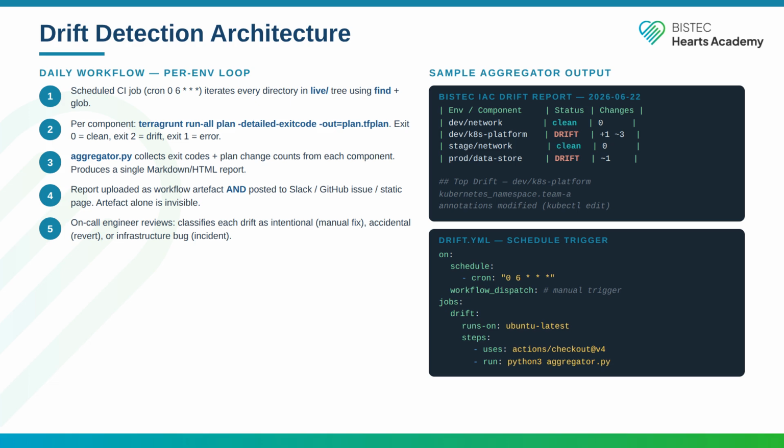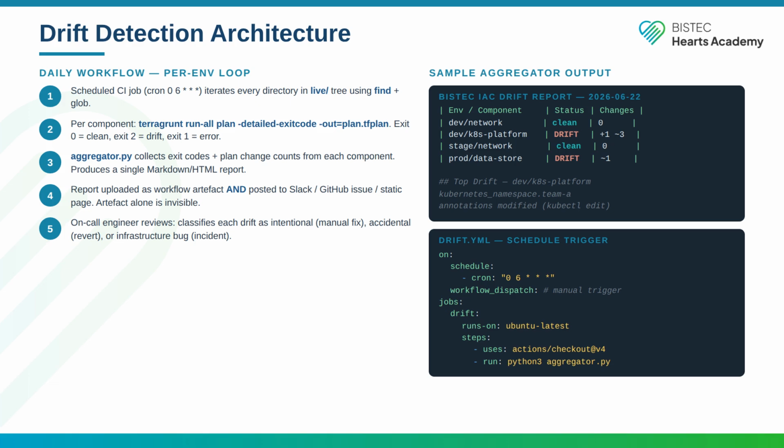An aggregator script collects these exit codes and plan summaries and produces a single markdown or HTML report. The sample output shows the actionable format, 1 row per environment and component, status clean or drift, and a count of additions, changes, and deletions. An on-call engineer can scan the full environment in under 30 seconds.